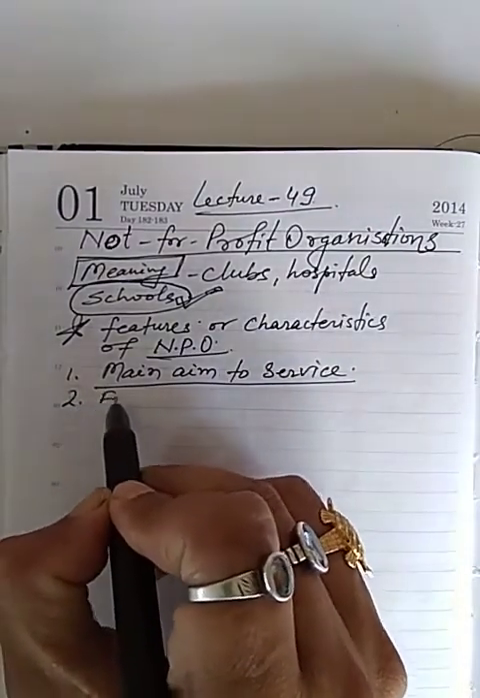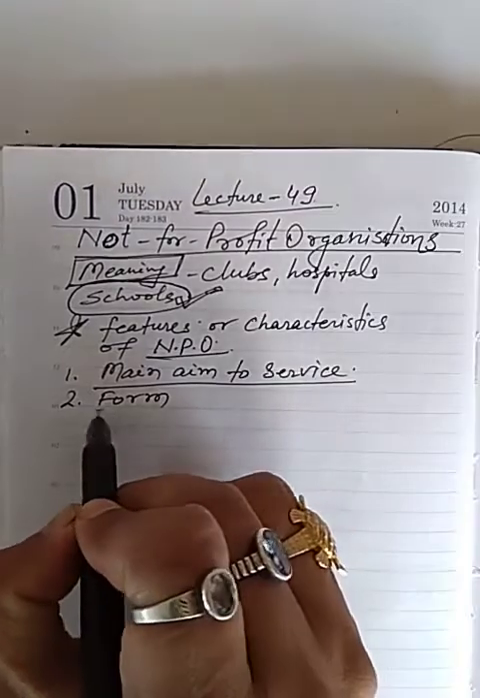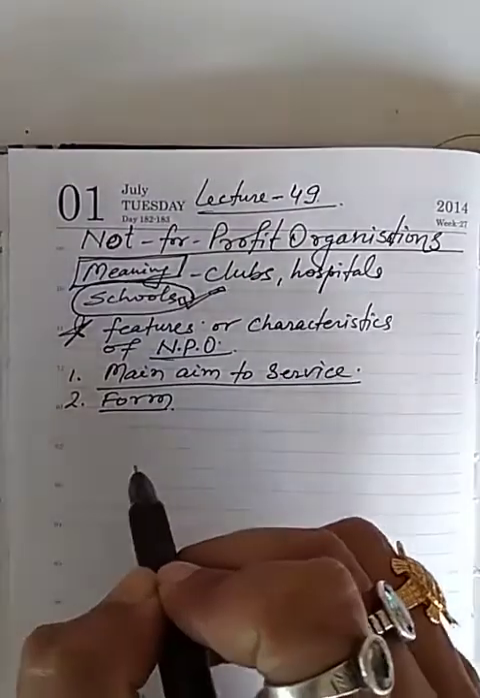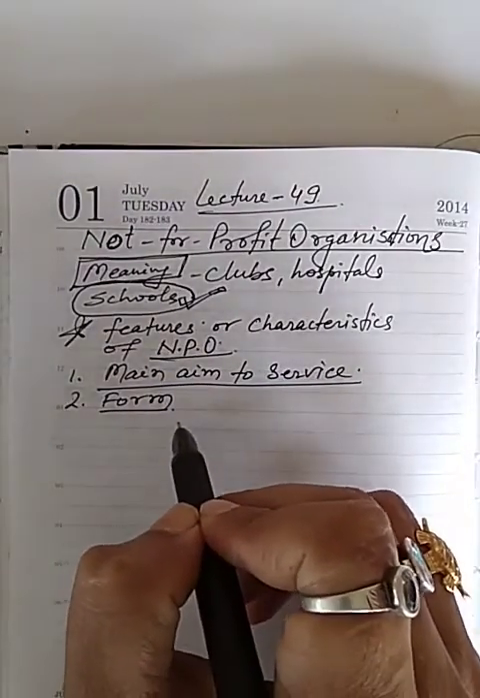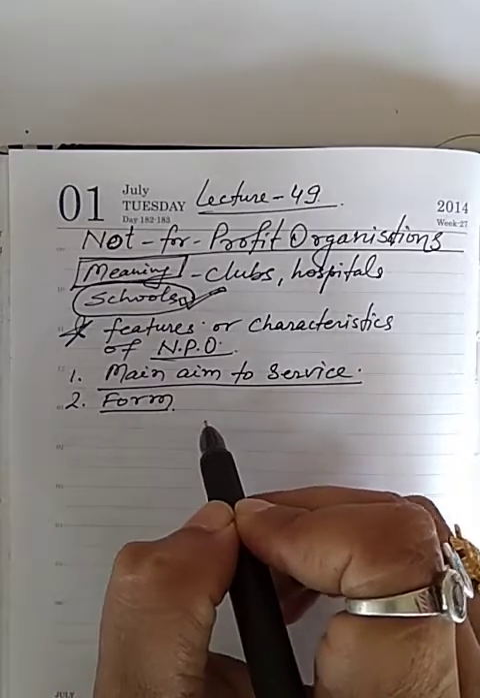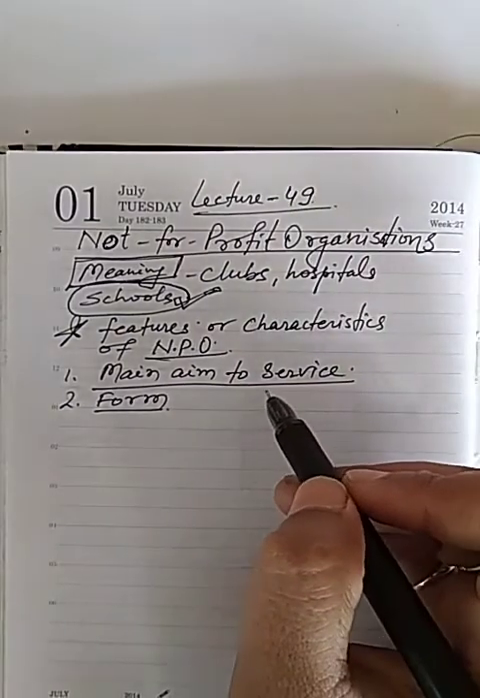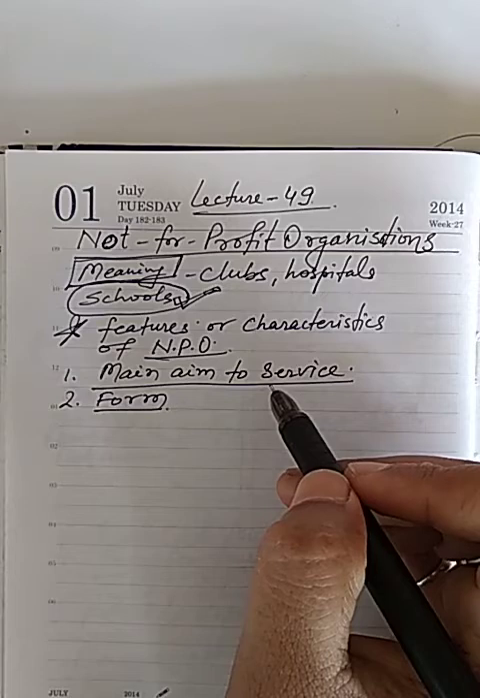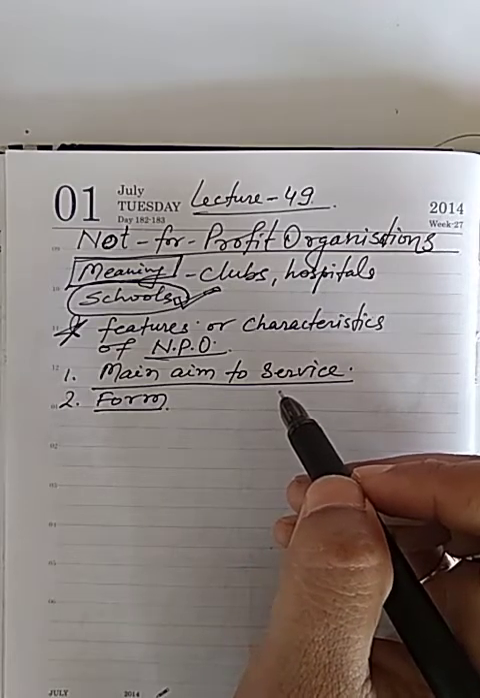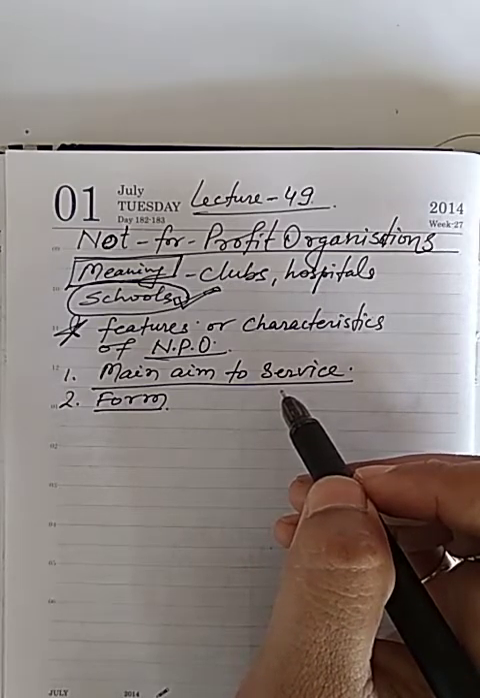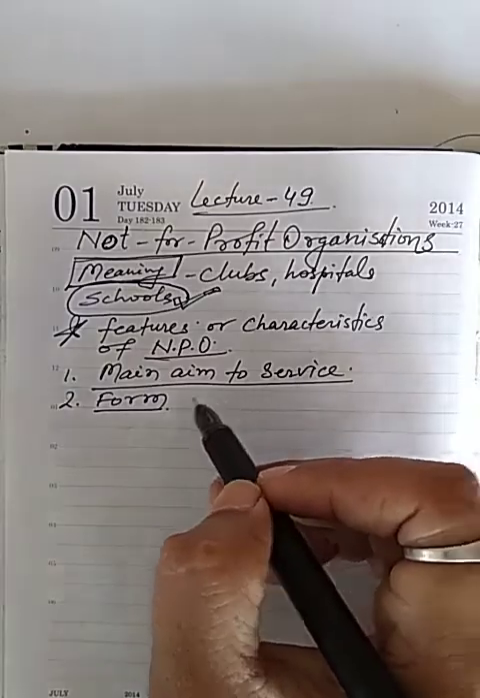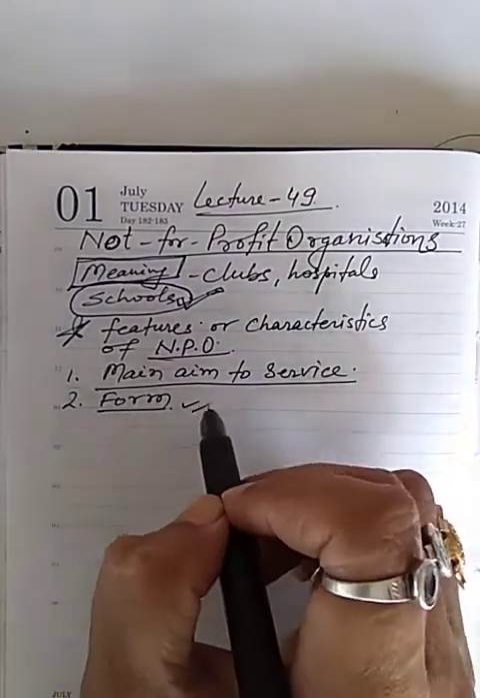Second, form. These organizations are set up as a charitable trust or societies, and subscribers to these organizations are called members.